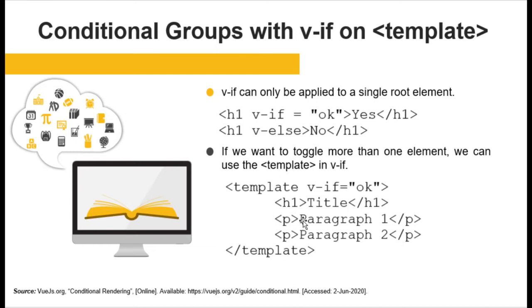So if you want to print more than one element as a group, according to a given condition, just like this one, let's say for example the value of ok is true, then the h1, p, and another p will be displayed. If the value of ok is false, this will not be displayed. Remember, template is an invisible wrapper, which means this will not be rendered in our HTML page.